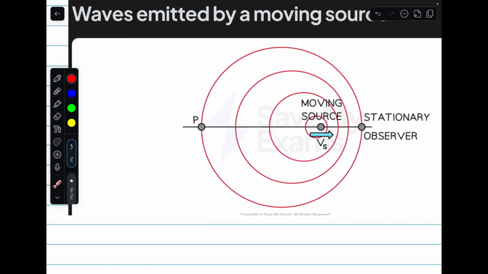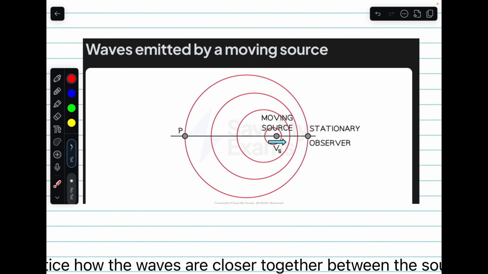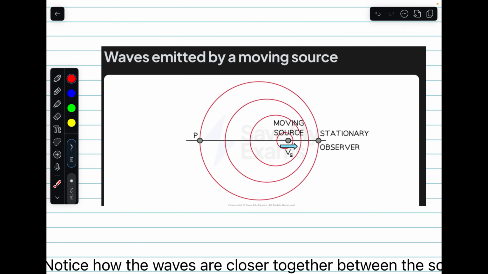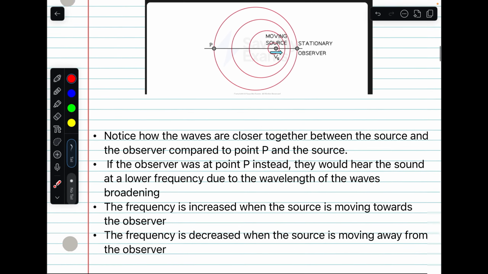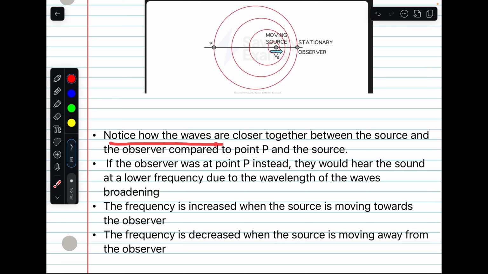So simply, that is the Doppler effect. It can be observed in light and in sound waves. What you will notice here is how the waves are closer together between the source and the observer compared to the point P and the source. On this side the waves are close, and on this side the waves are very far apart. If the observer was at point P instead, they would hear the sound at a lower frequency. The frequency is increased when the source is moving towards the observer, and decreased when the source is moving away from the observer.